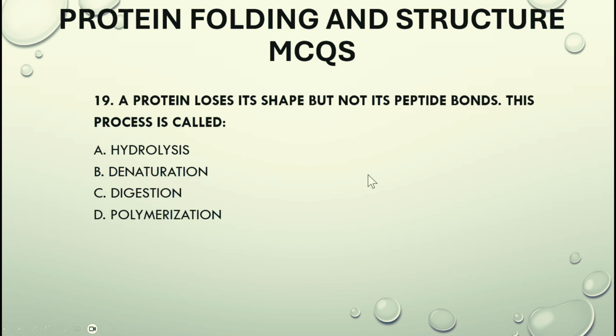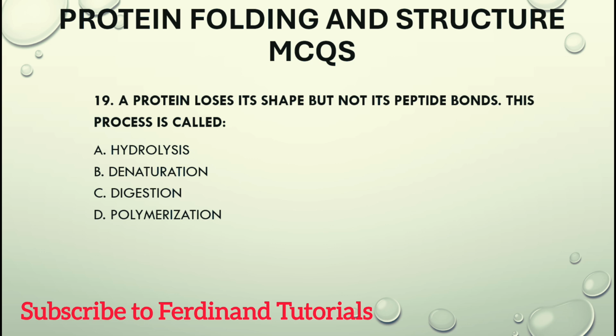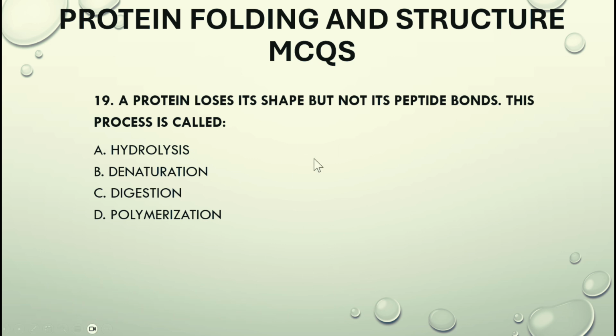Number 19. A protein loses its shape but not its peptide bonds. This process is called A. Hydrolysis, B. Denaturation, C. Digestion, D. Polymerization. It is called denaturation when a protein loses its shape but not its peptide bonds, because denaturation disrupts the secondary, tertiary, and quaternary structure while usually leaving the primary structure intact. But that's not the same thing with protein misfolding. We'll get to that some other time.